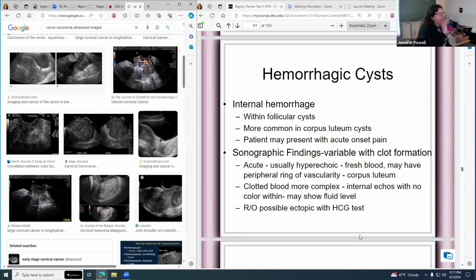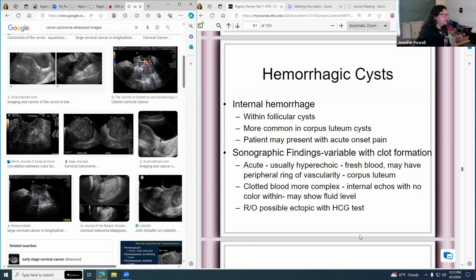Hemorrhagic cysts are an internal hemorrhage. So you have a cyst and the wall starts to bleed and the blood collects inside the cyst. You can have it within follicular cysts, more common in corpus luteum cysts. The patient may present with acute onset pain. Sonographic findings are variable with clot formation.